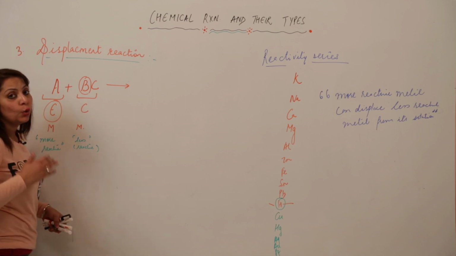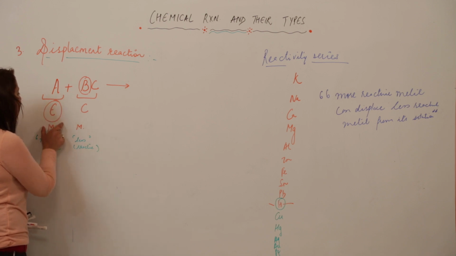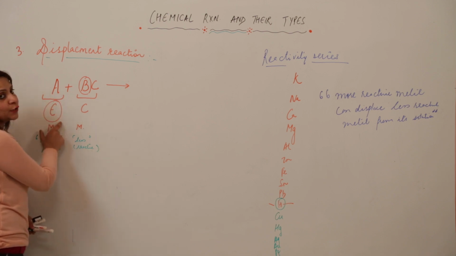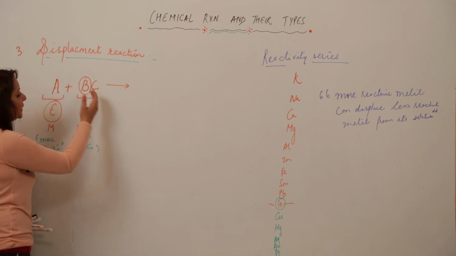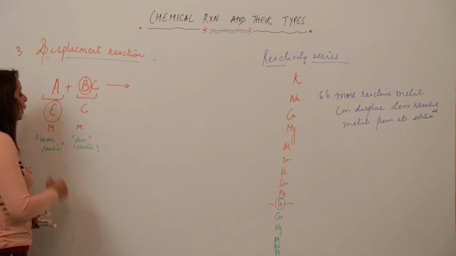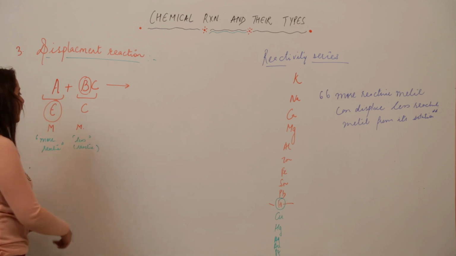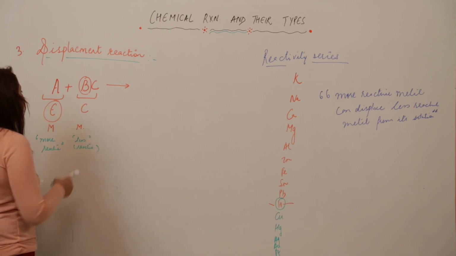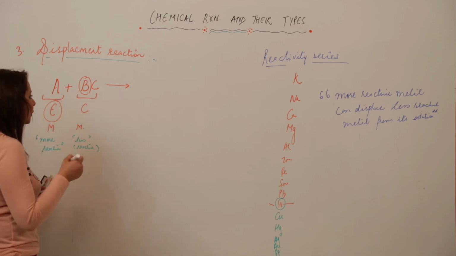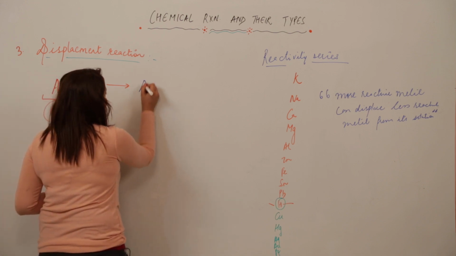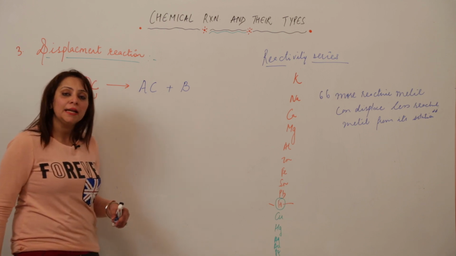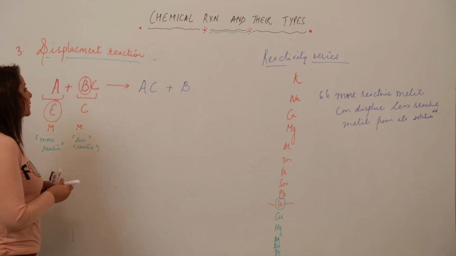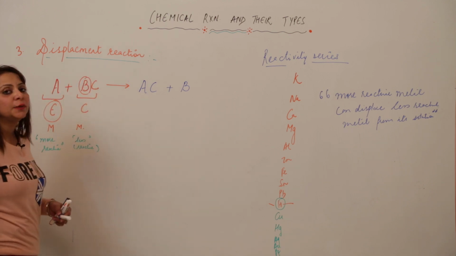So, it will happen only when the metal used in the elemental state is more reactive than the metal which is present in a compound. If this criterion is fulfilled, then A is going to displace B, and as a result it will form AC, and B will be displaced and turn out to be in elemental state. So, this is actually a displacement reaction.